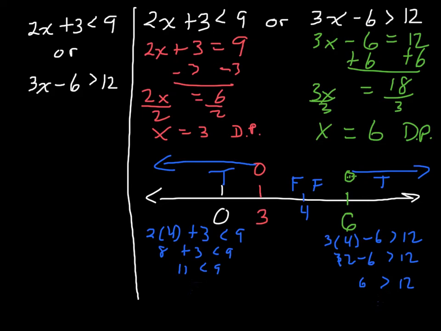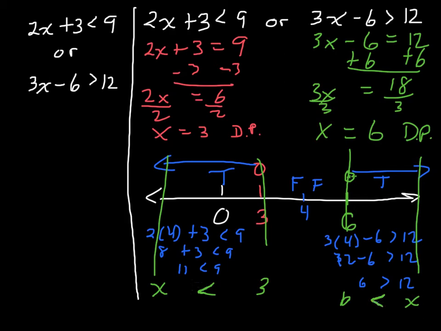Okay, so underneath my line I put my x, underneath my dividing point I put my 3. If I do that, I always use the less than symbol, and I don't need to use the equal to because it's an open dot. Underneath my dividing point, I put 6. Underneath my line, I put my x, and then I use the less than symbol.